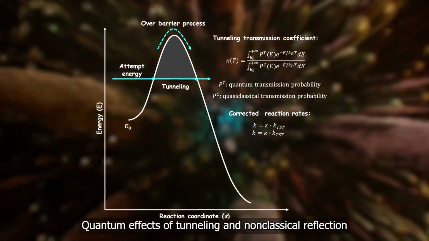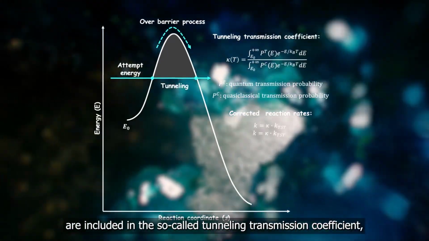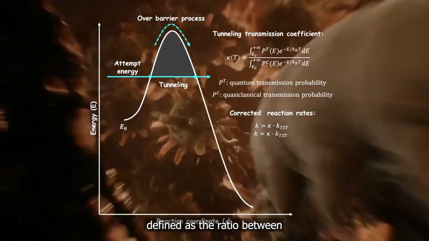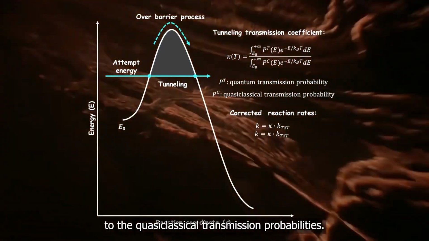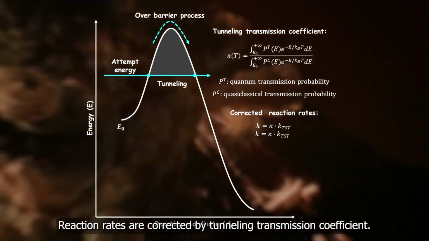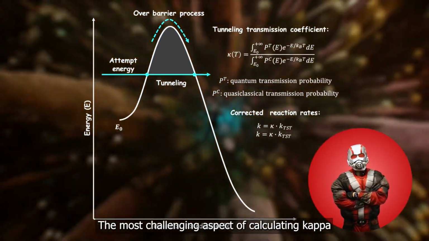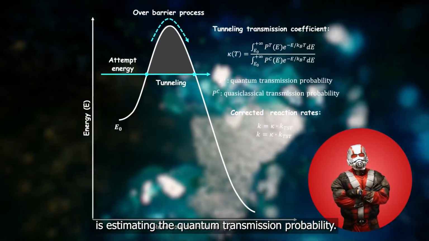Quantum effects of tunneling and non-classical reflection are included in the so-called tunneling transmission coefficient, defined as the ratio between the quantum transmission probabilities to the quasi-classical transmission probabilities. Reaction rates are corrected by this coefficient. The most challenging aspect of calculating kappa is estimating the quantum transmission probability. But there is a solution.